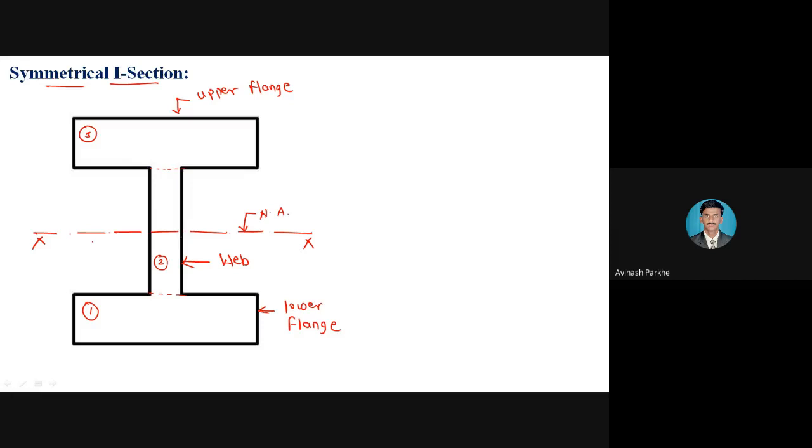This section is symmetrical about the x axis because above the x axis the section is the same. Below the x-axis, again the section is the same. Therefore, this is called a symmetrical I section, because the dimensions given for section number 1 and section number 3 are the same.